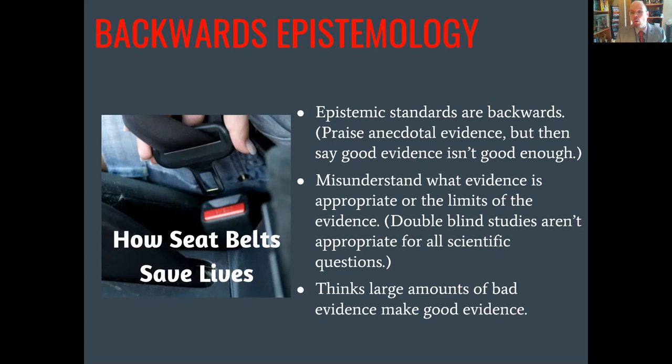And so somebody might say, well, there are no properly done double-blinded studies, therefore seatbelts don't work. That's misunderstanding where double-blinded studies are needed, where they work, and where they're not needed or can't be done. Another example would be bulletproof vests. This is maybe an easier example.